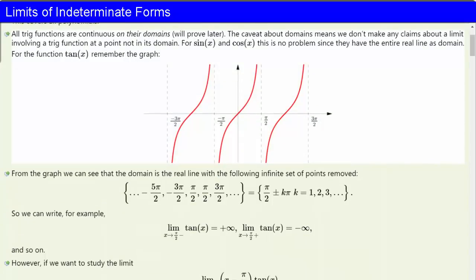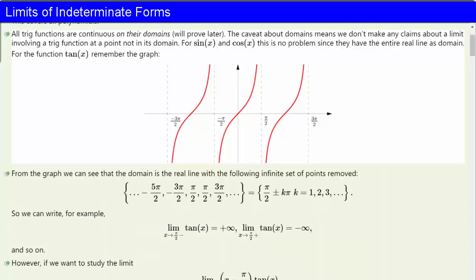This covers all polynomials, and since we will prove later that all trig functions are continuous on their domains, they are covered. The caveat about domains means we don't make any claims about a limit involving a trig function at a point not in its domain. For sin x and cos x, this is no problem since they have the entire real line as domain.